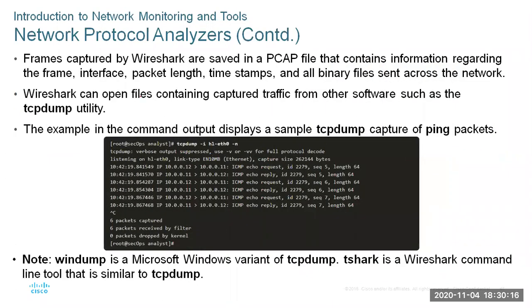So frames captured by Wireshark are saved in a pcap file that contains information regarding the frame: the interface, packet length, timestamp, and all binary data sent across the network. Wireshark can open files containing captured traffic from other software such as the tcpdump utility. For Microsoft Windows, there is WinDump, whereas tcpdump is more for Linux. WinDump is for Windows.